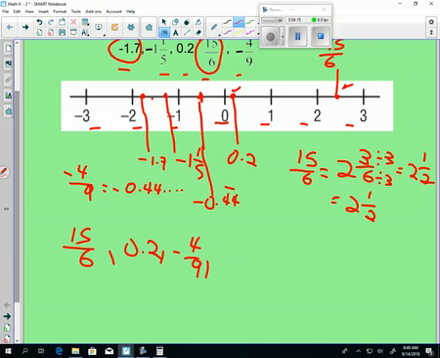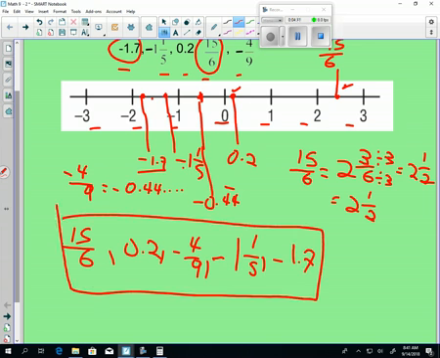The next one, as we come down, is minus 1 and 1/5. That is right here. And then the smallest we have here is minus 1.7. So there we have it, ordered from greatest, the biggest, to the smallest. All right, that's what we did yesterday, just a quick review.